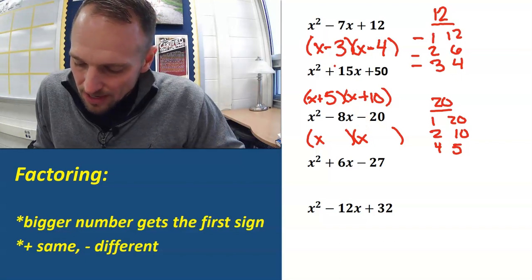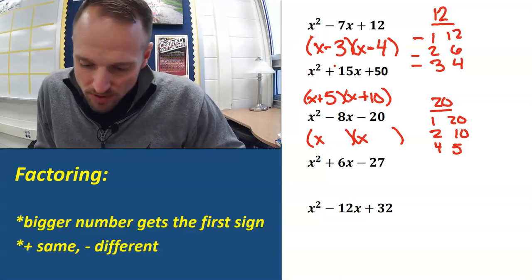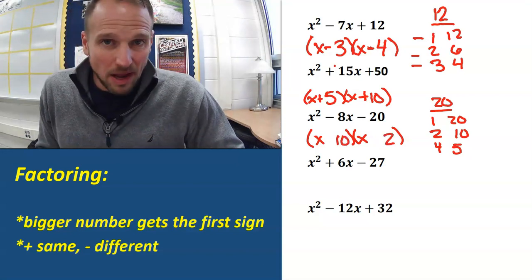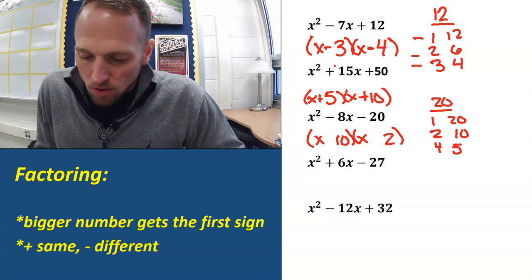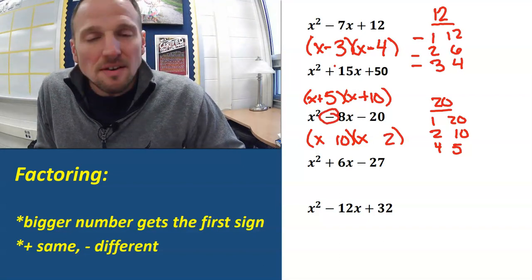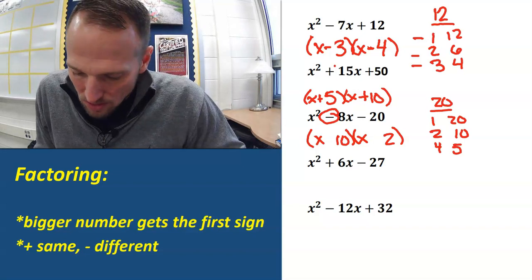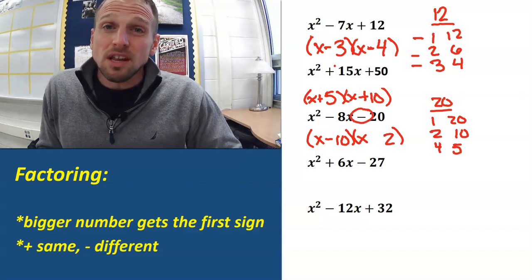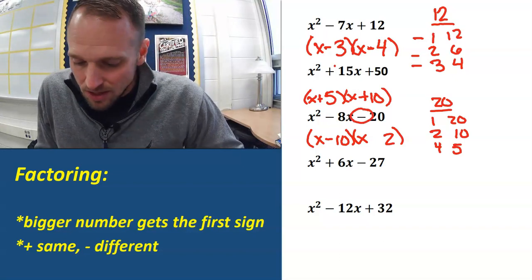Well, looking at it, it's going to be 2 and 10. I've already put the smaller one first. I'm going to put the bigger one first this time, just to show you that it doesn't matter which one goes where. Now, always the bigger number gets that first sign. So that minus is going to go with the 10. And then looking at the last sign, if that's a plus, the signs are the same. If it's a minus, they're different.